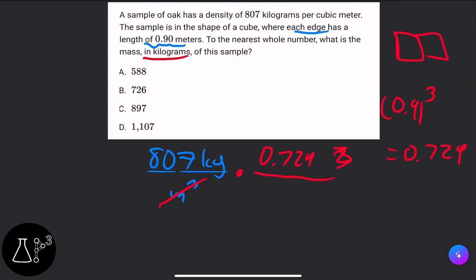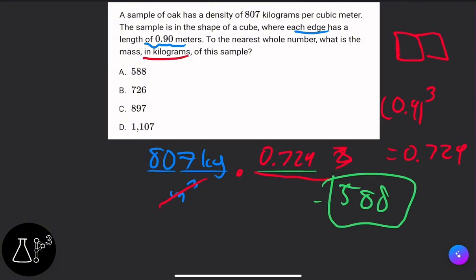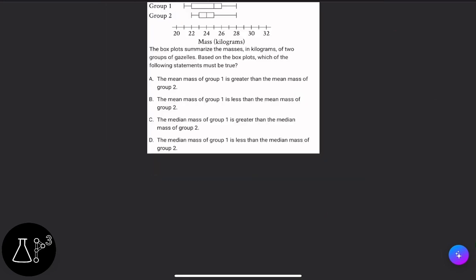So all we have now is 807 kilograms multiplied by 0.729, and if you plug it into a calculator, you get 588, and that is the answer. Remember, it's important to know the cubic meter happens here in the cube, because the volume of a cube is just the edge cubed. So let's say edge equals x, cubed. In this case, the edge equals 0.9, so 0.9 cubic meters. I hope that helps.